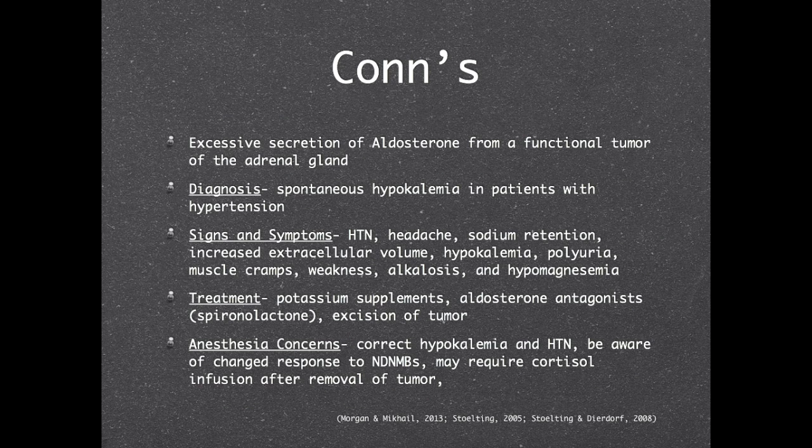Conn syndrome is excessive secretion of aldosterone from a functional tumor of the adrenal gland. Its diagnosis is made by noting spontaneous hypokalemia in patients with hypertension. Signs and symptoms include hypertension, headache, sodium retention, increased extracellular volume, hypokalemia, polyuria, muscle cramps, weakness, alkalosis, and hypomagnesemia.